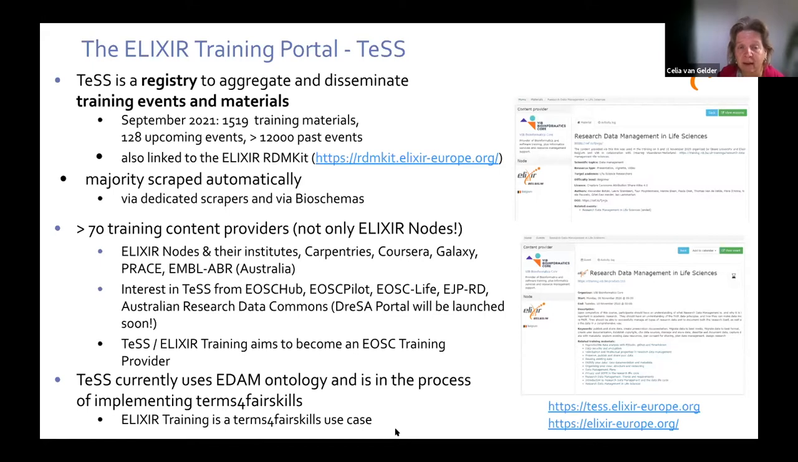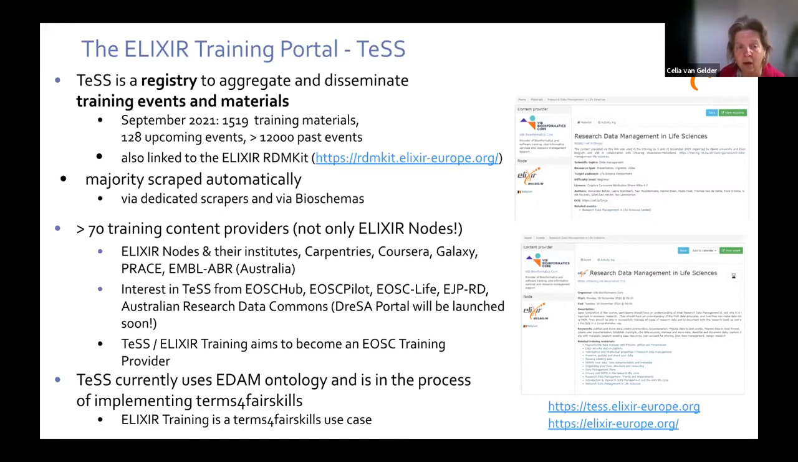So TESS is a registry, and it aggregates information about training events and materials. And we have been building this up since 2015, when we started the Accelerate project, which was the first major project of Elixir. So yesterday I did a check, and we currently have 1500 training materials. And we have upcoming events. You can also see that. And we have 128 upcoming, but also it's like an archive of over 12,000 past events.